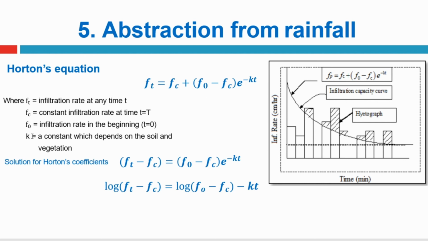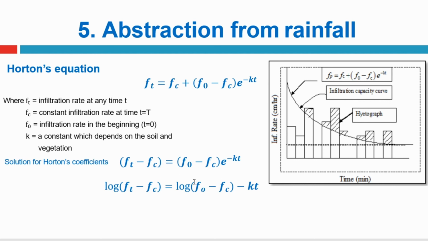Now this k basically depends on the type of soil and vegetation that we have. Let us look into how to determine this k value, ft and fc value. It can be calculated by converting this nonlinear curve into a linear curve. If I convert this nonlinear curve into a linear curve, I will be able to define the k value, f0 and fc value. Anyhow, I am going to solve the problem on this, but before that we'll quickly look into this equation.